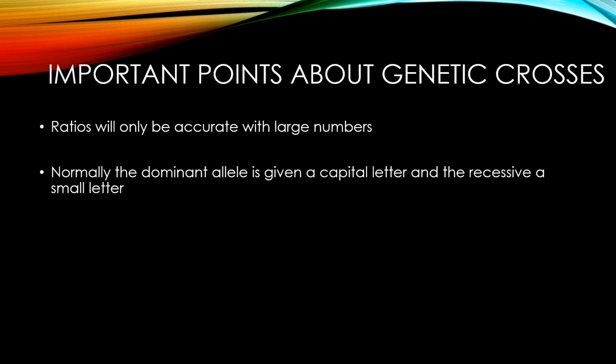Now what else can we say about these? If the animal is heterozygous, only the dominant allele will be shown. So in this case the mice were heterozygous, so we had a capital B and a small b. Now normally we tend to use the letter of the dominant characteristic. In that case it was black, so a capital B would normally be used when you're discussing these genotypes.